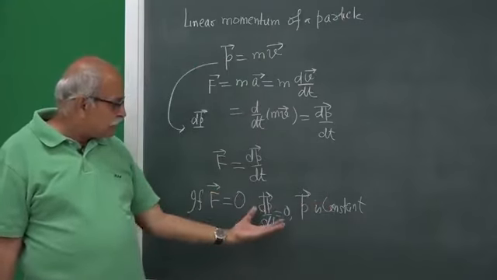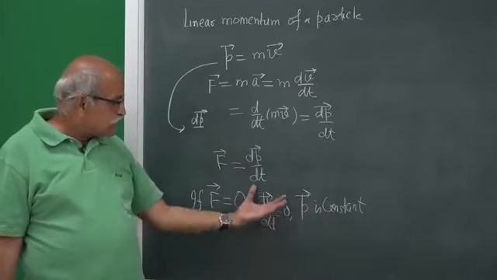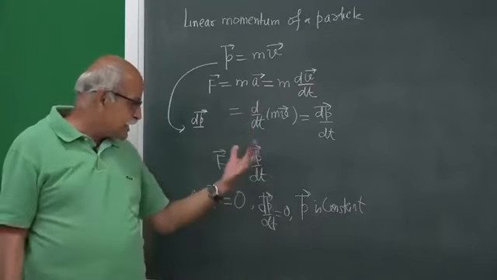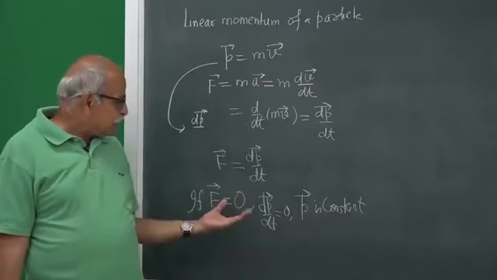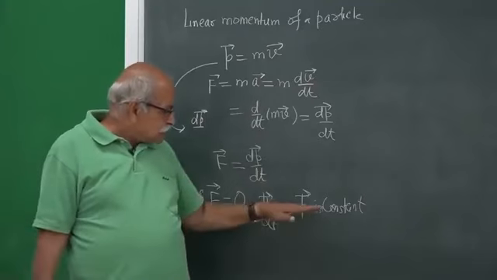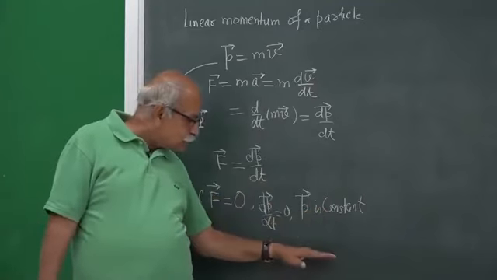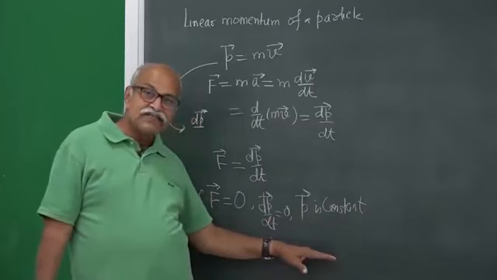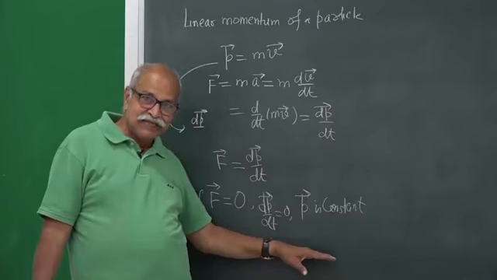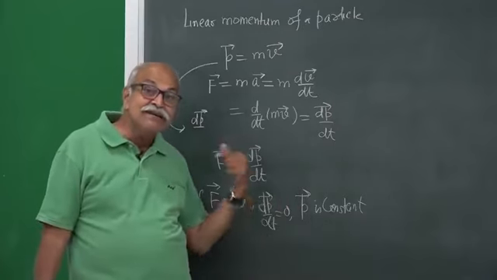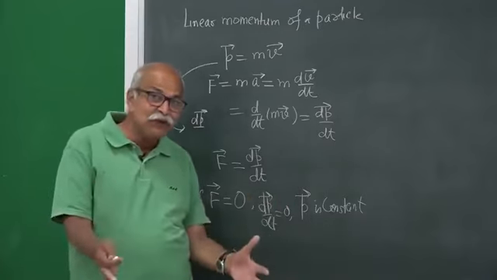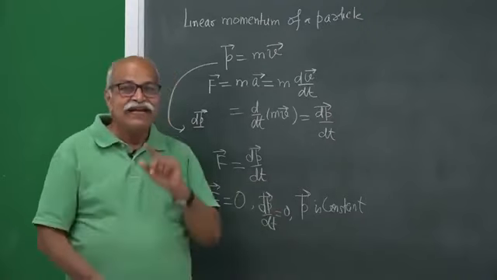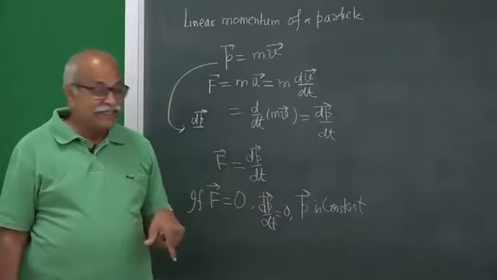So, if a force is 0, then linear momentum is constant, and we will see that when we talk about system of particles or extended bodies which can rotate and other things, this translates to a very important law of physics which is called conservation of linear momentum. If the total external force on a system is 0, then the linear momentum of the entire system remains constant. That is different from this.